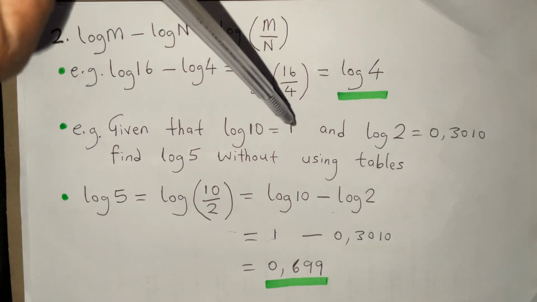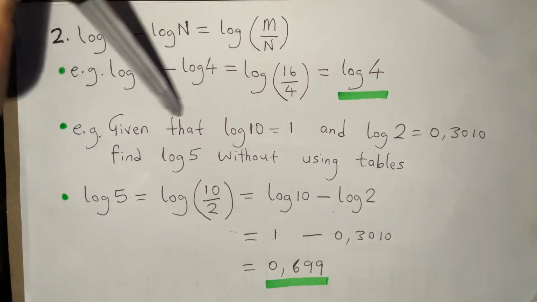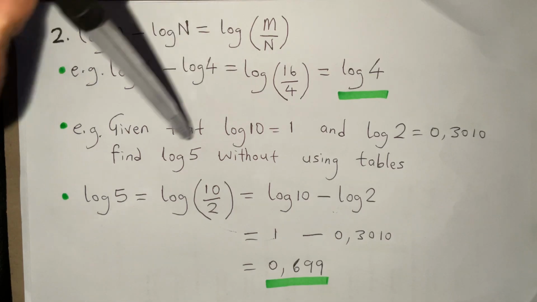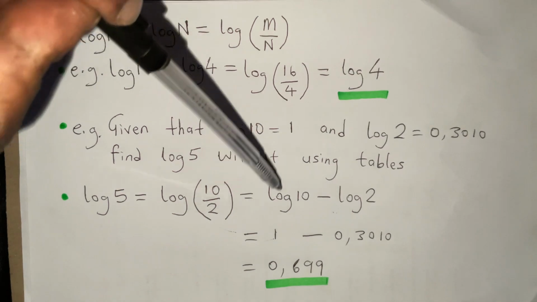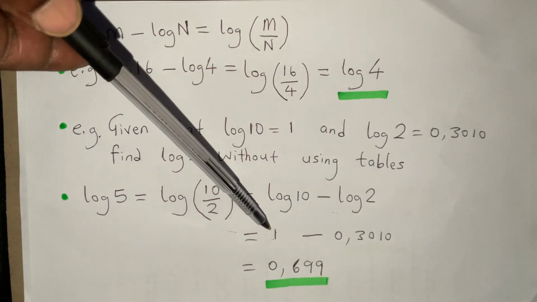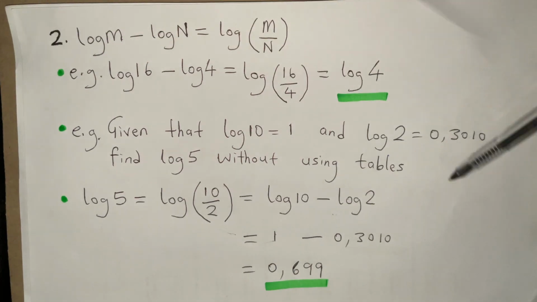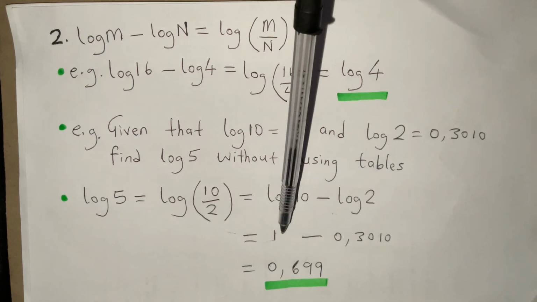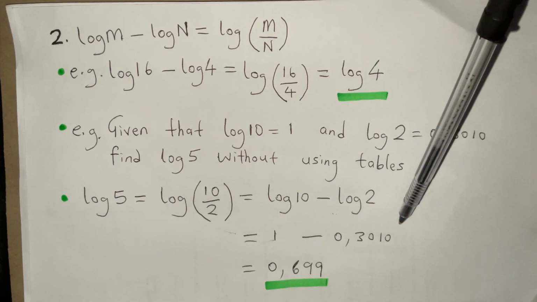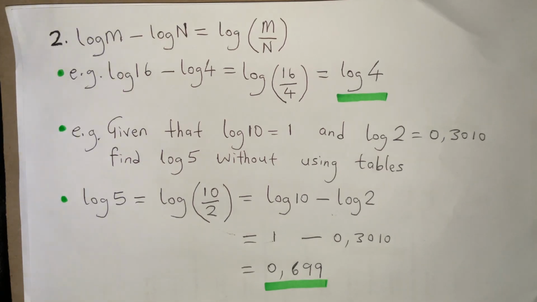Remember, the value of log 10 is 1 and the value of log 2 is 0,3010. These logarithms are in base 10, that's why you don't see a base here. So I substitute 1 for log 10 and 0,3010 for log 2. It becomes 1 minus 0,3010, and our final answer will be 0,699. Let's move on quickly.